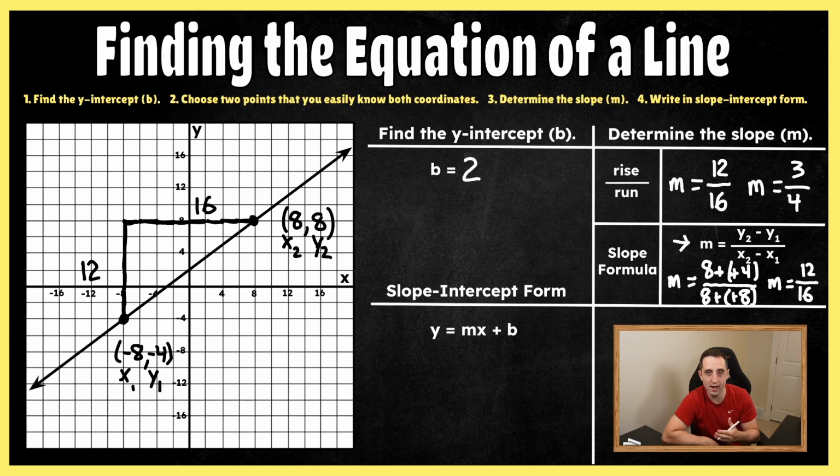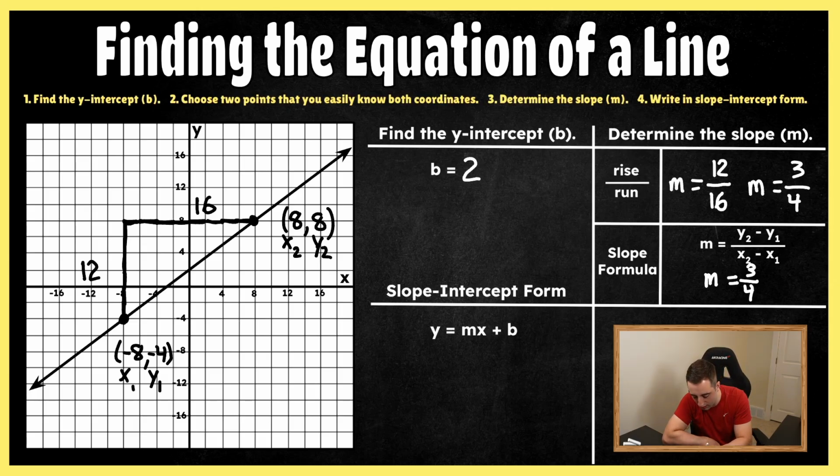And notice how you end up getting the same exact answer as we did for rise over run when you simplify this, which is going to be 3/4. So m equals 3/4. Now, the only thing that's left, now that you have the slope and the y-intercept, is to plug those values into slope-intercept form. Then you get your equation of the line.